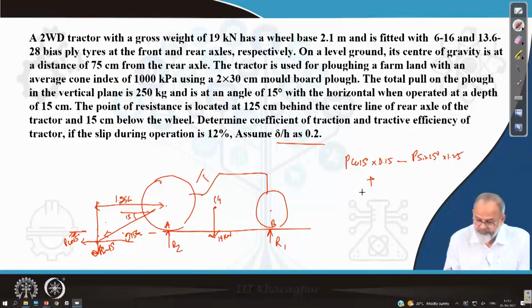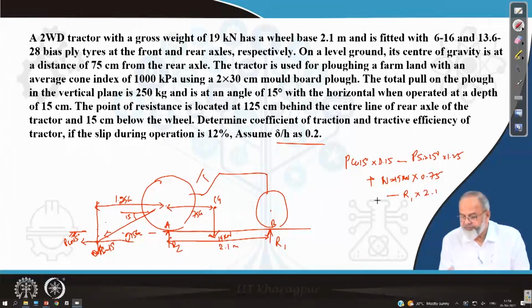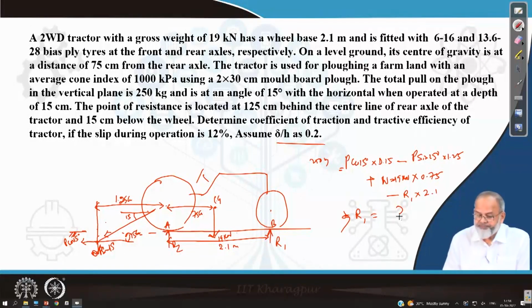W you can take as 19 kilonewton into this distance of 75 centimeter, that is 0.75. Then R1 is negative, minus R1 into 2.1, the wheelbase given as 2.1 meter. So if you solve it, you will find out the expression. P is given as 250 kg, so you will find out R1 has some value.